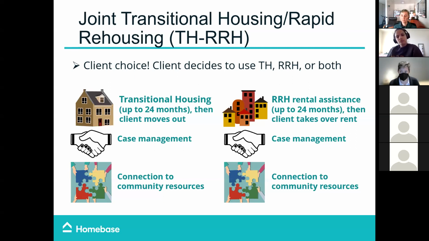And it's the project's responsibility to have the resources to be able to provide those resources for any client who wants them, right? So if you have a TH-RRH project, you have to be able to give any client who comes in either transitional housing or rapid rehousing, or both consecutively based on their choice. And then the maximum participation time for that client will be 24 months regardless of what project types they choose to participate in. I hope that was responsive and clear.